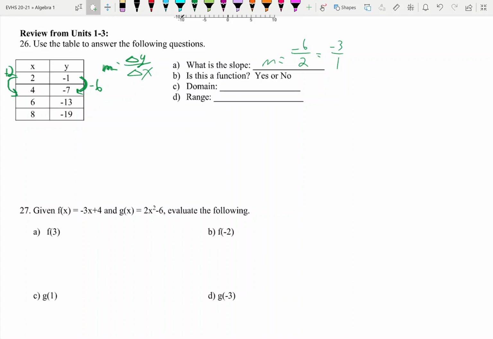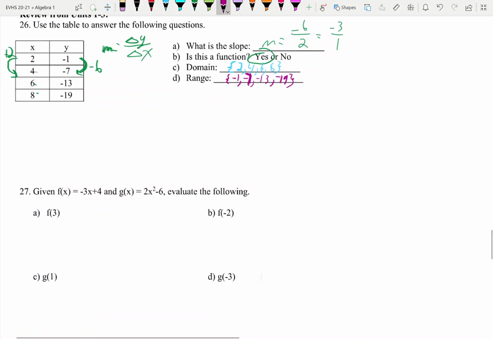Is it a function? Remember, for functions, we're looking for repeated x values. And let's see, 2, 4, 6, 8, no repeats. So yes, this is a function. And then domain is the list of x values. Put that little squiggly brace, and then just list your x values: 2, 4, 6, and 8. Then our range is the list of y values. Again, put that little squiggly brace, and then list them: -1, -7, -13. I guess I should probably write 7 as I say 7, and -19.